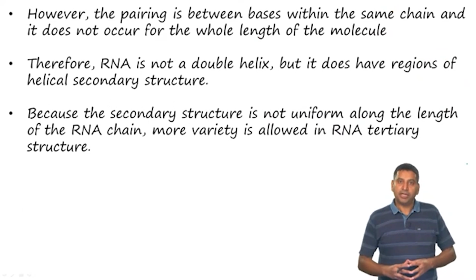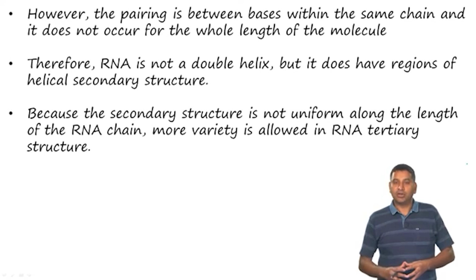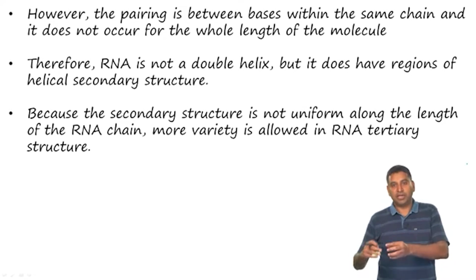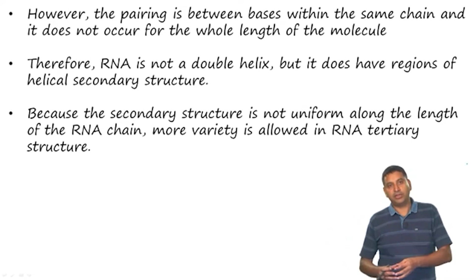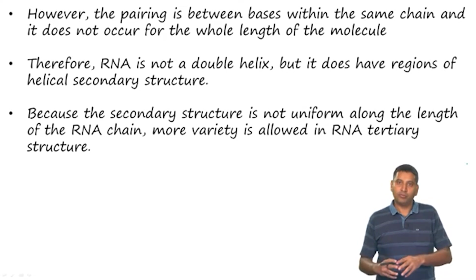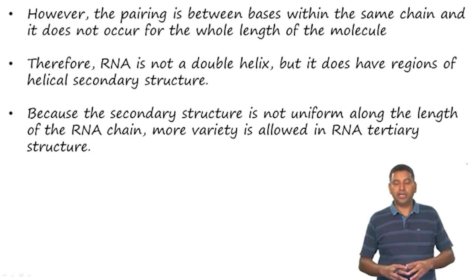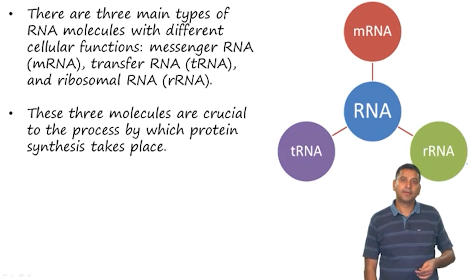However, the pairing is between bases within the same chain, and it does not occur for the whole length of the molecule. Therefore, RNA is not always a double helix, but it can have regions of helical secondary structure. Because the secondary structure is not uniform along the length of the RNA chain, a lot of variety is incorporated in the RNA tertiary structure. We will look into some of these aspects later on in this lecture.